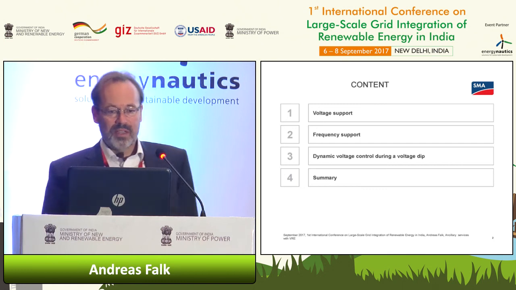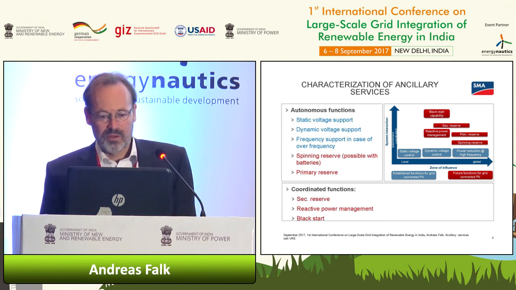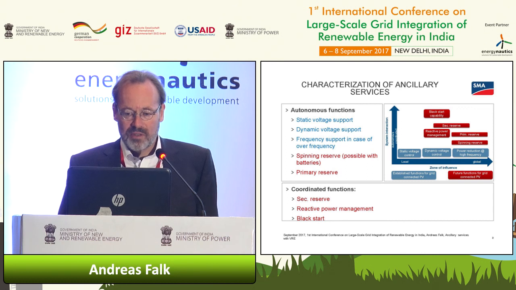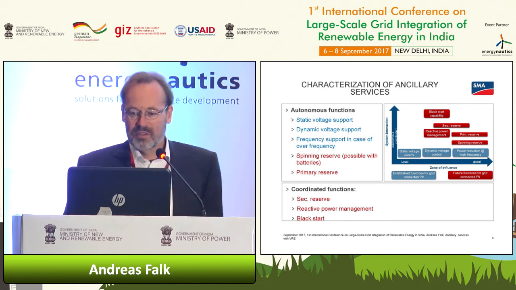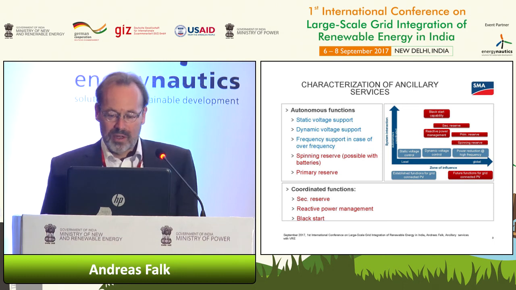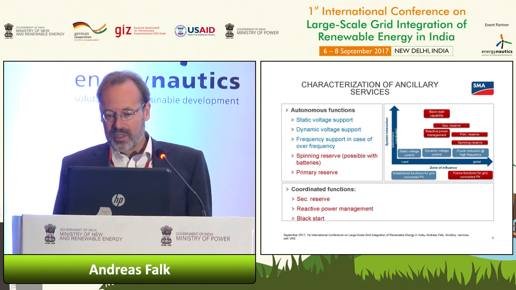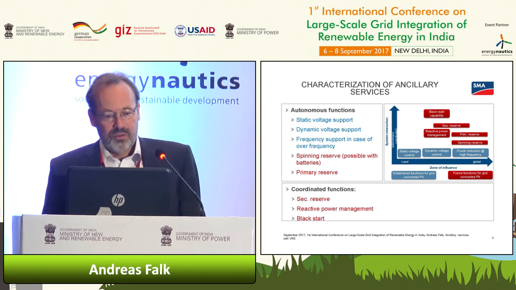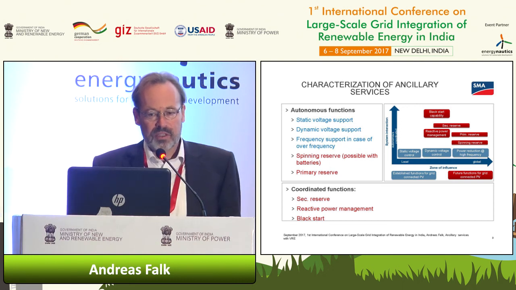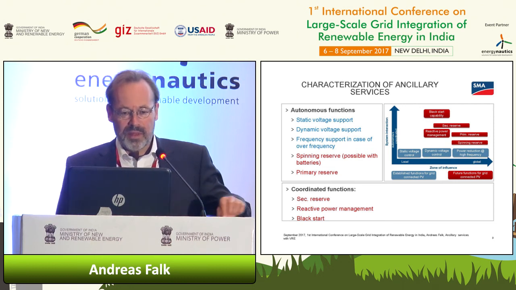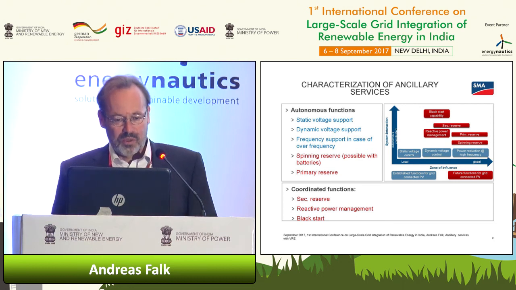I would like to start with a characterization of ancillary services. You can characterize services with local influence, with global influence. You may have autonomous functions and coordinated functions. First, I would like to talk about autonomous functions. Autonomous means the device itself reacts on the grid situation without any coordination.